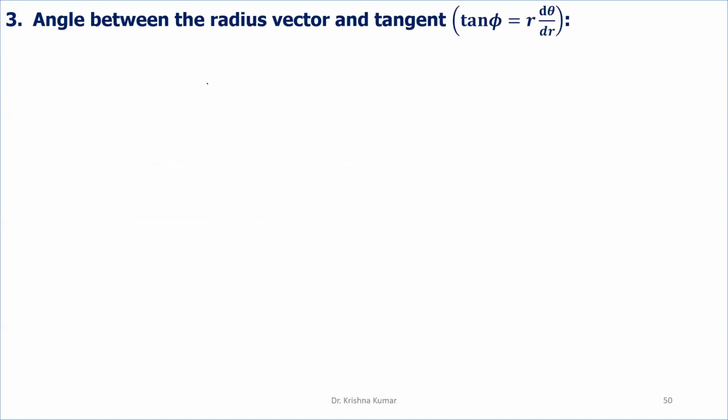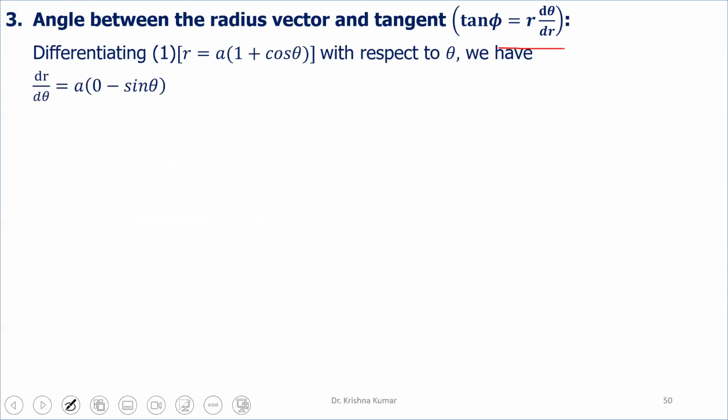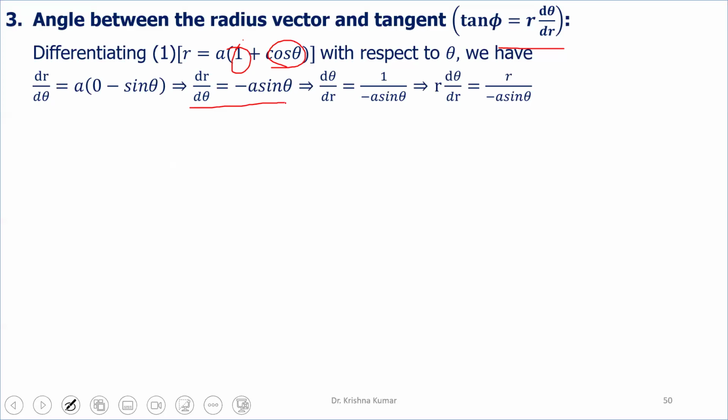This means we want to find the tangent at any particular point of the polar curve. That is given by tan phi equal to r d theta by dr. So differentiating r equal to a times (1 plus cos theta) with respect to theta, we have dr by d theta equal to the derivative of 1, which is 0, plus the derivative of cos theta, which is minus sin theta. It means dr by d theta equal to minus a sin theta.